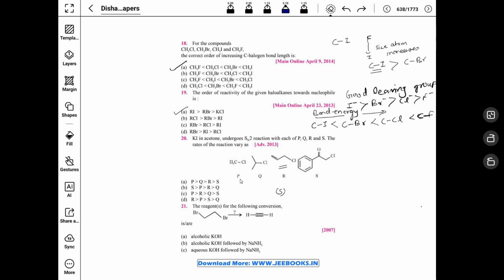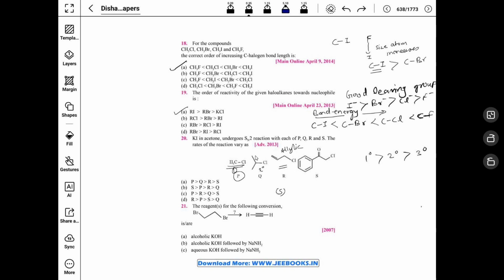Following the SN2 pathway, we know that primary alkyl halides react faster than secondary alkyl halides, and then tertiary. So here we can see that P is not even primary. So this should react faster as compared to Q, because this is secondary, and this one is allylic.